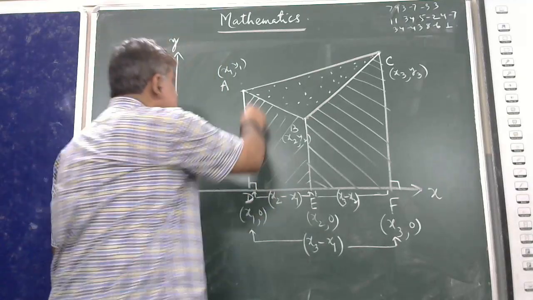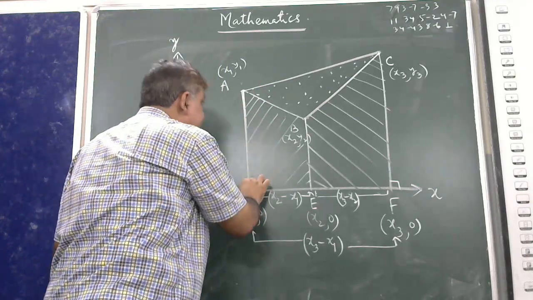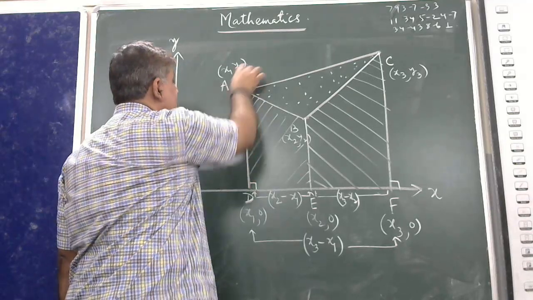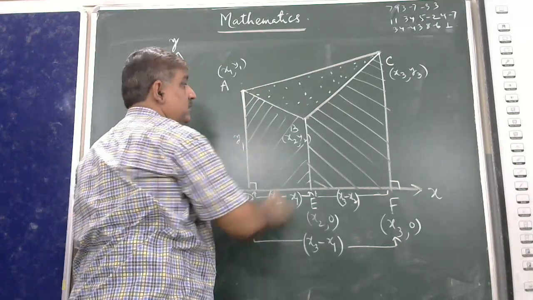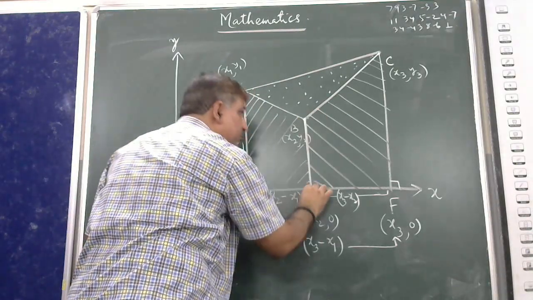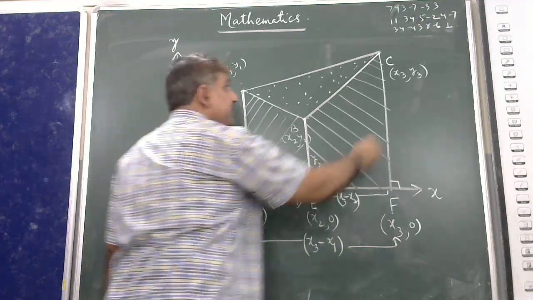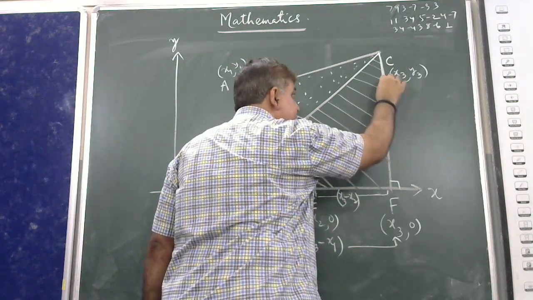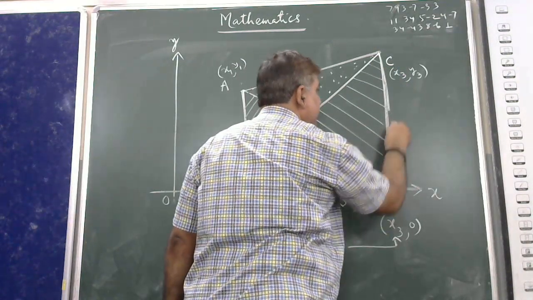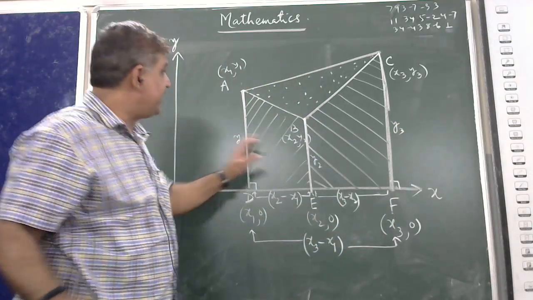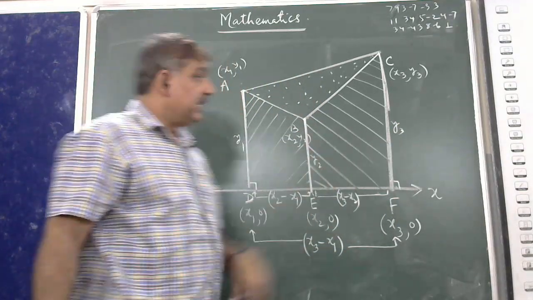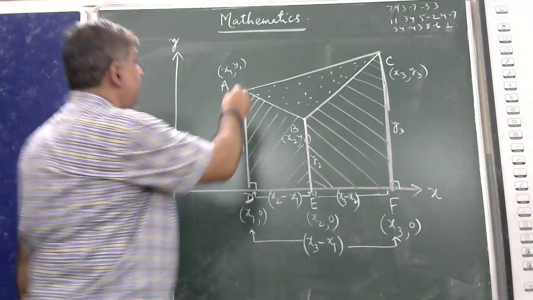Now, this length, this ordinate, is the ordinate of point A. This length is y1. The ordinate of point B is y2. And this length, being the ordinate of point C, should be y3. Now, y1, y2, y3.